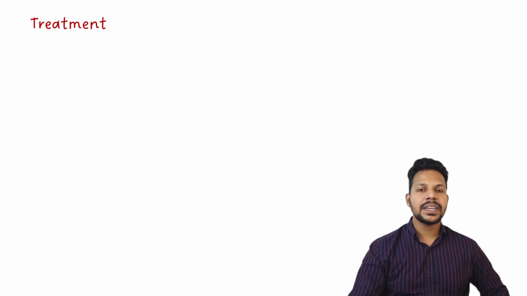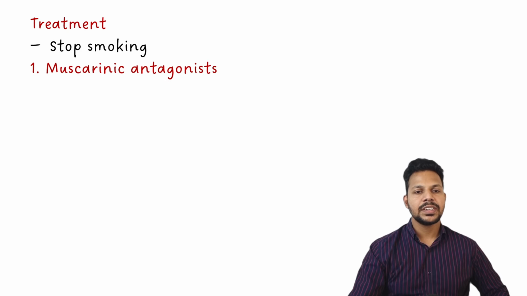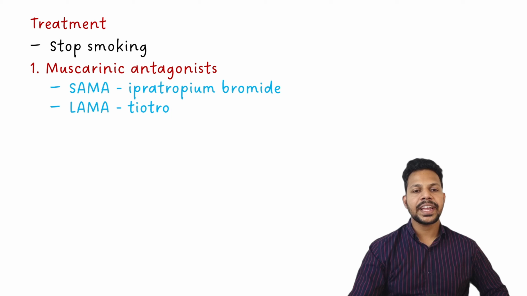Now let's see the drugs. The first step in the treatment is to stop smoking, and then we have drugs like muscarinic antagonists. What we usually use are the inhalational drugs. They are short-acting muscarinic antagonist, that is ipratropium bromide. And we also have long-acting muscarinic antagonists, which are tiotropium and umeclidinium.